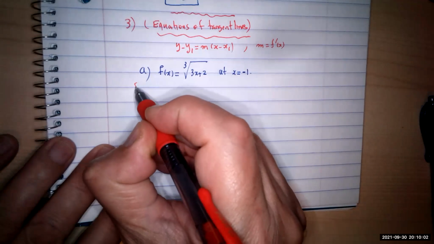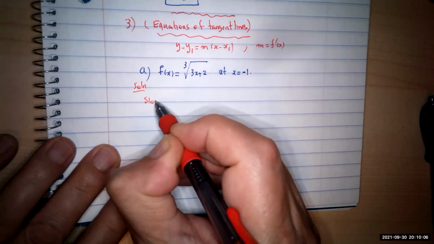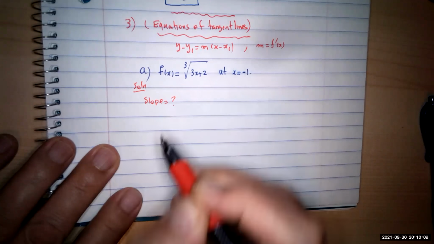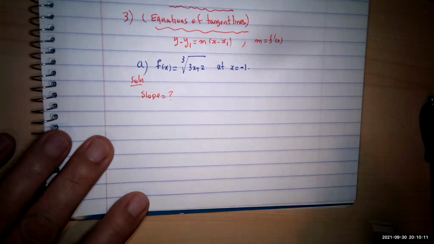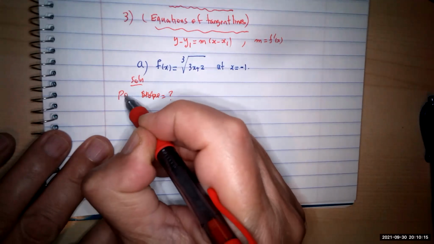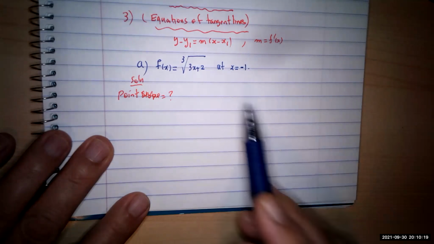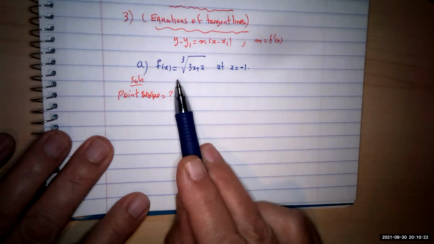Solution. Step 1, where is the point? I'm sorry, I read this wrong. Where is my point? The point x is given. You substitute to get the y, okay?